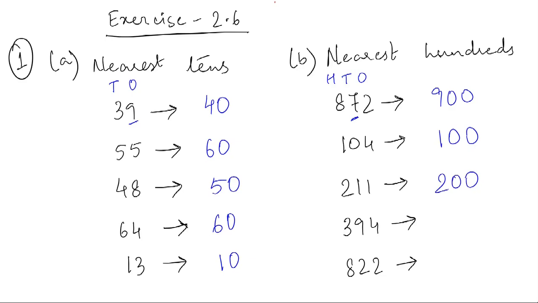394, here we have 9 in the tens place. So after rounding off we will get 400. And 822 has 2 in the tens place. So after rounding off we will get 800.